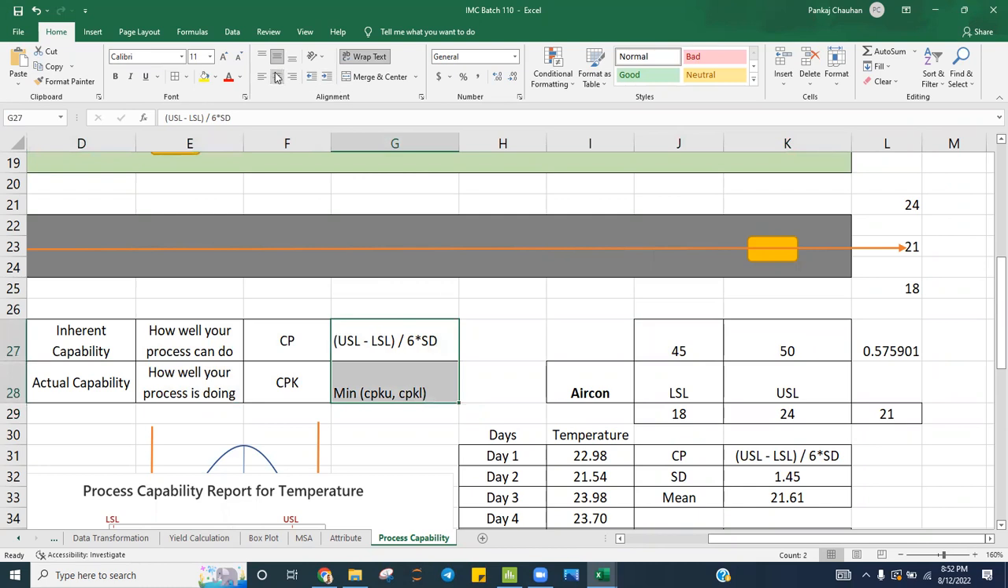Now it's clear? Yeah, clear. But can you go to the graph? Okay.